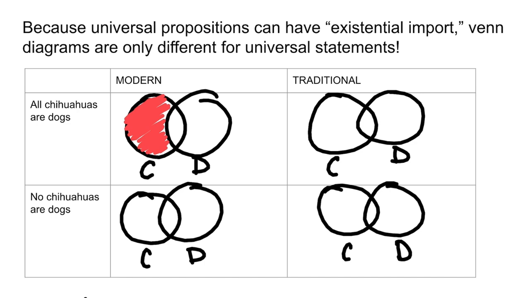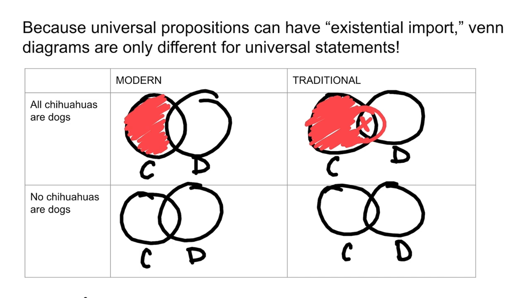Let's move to the traditional, okay? All Chihuahuas are dogs, so we're going to do the same thing. We're going to shade this out over here because there's no world where Chihuahuas exist where they are not dogs, okay? But all Chihuahuas are dogs. That would imply that something kind of exists here, where Chihuahuas are dogs, where Chihuahuas exist because they are dogs, right?